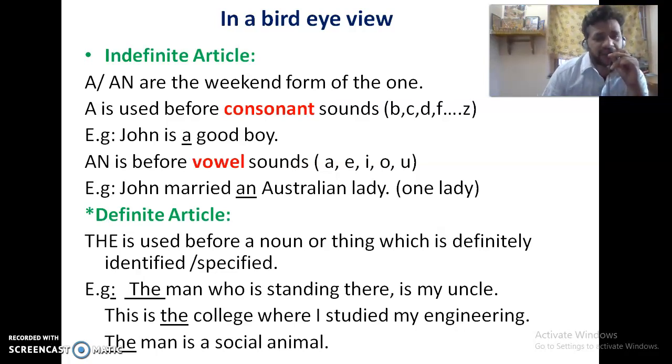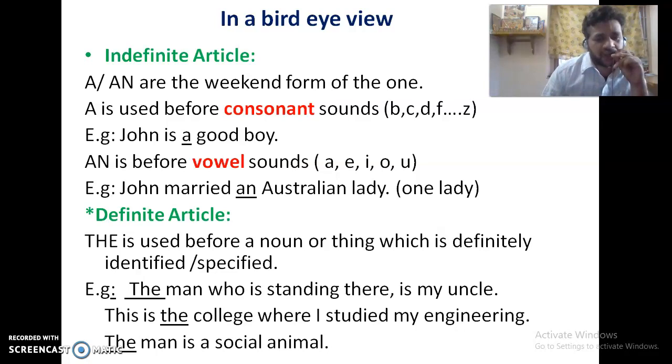Next, the definite article. The is used before a noun or thing which is definitely identified or specified, like: the man who is standing there is my uncle. I specifically gave some instructions in this example. For example, the person is standing at a particular gate, at a door or something else. The person is nothing but my uncle. So I gave some specifications, so "the man".